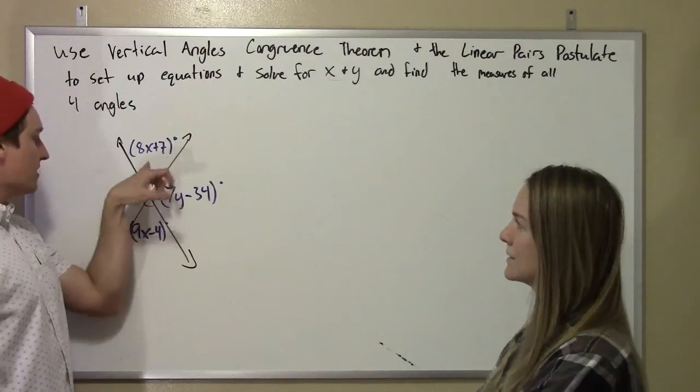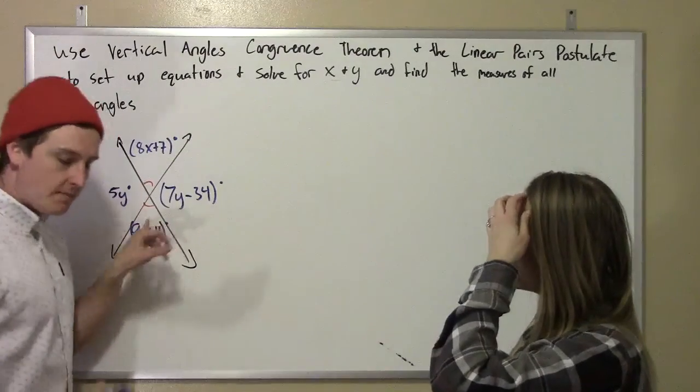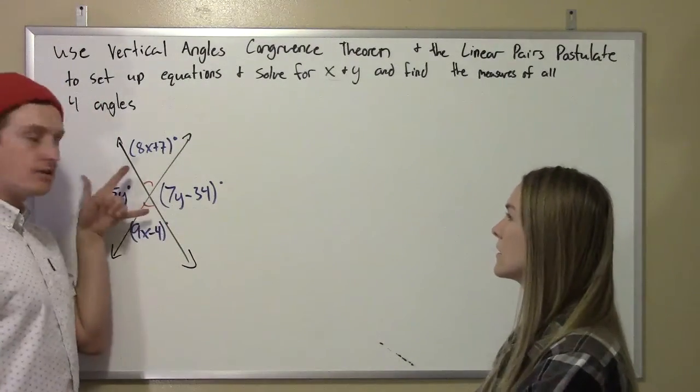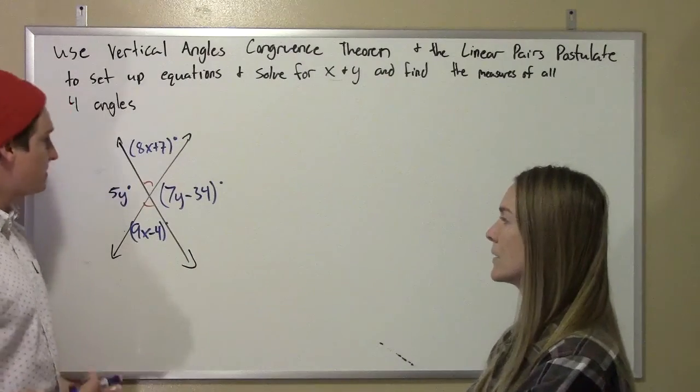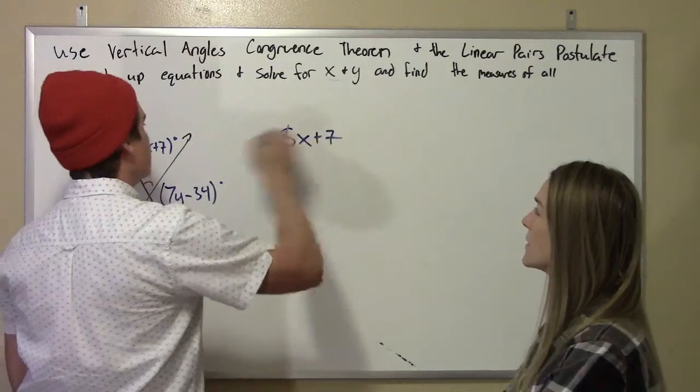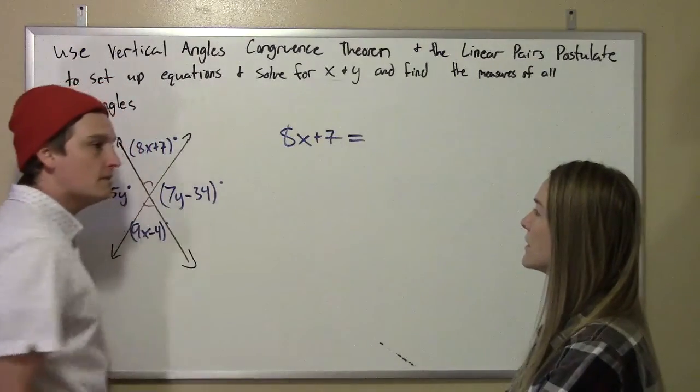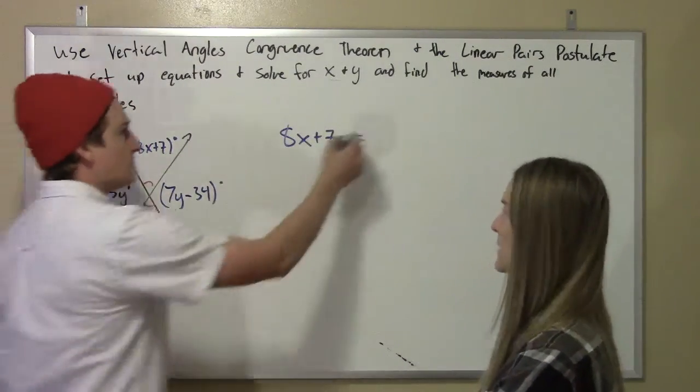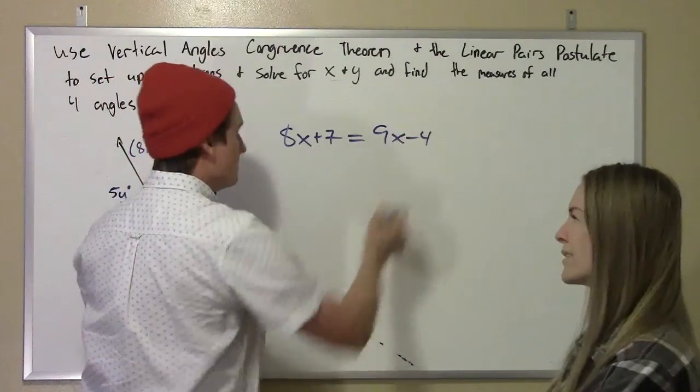So if the measure of this angle and the measure of this angle are congruent, that means if the angles are congruent, that means their measures are equal. So what we can do is something like this: 8x plus 7 degrees equals 9x minus 4. Shouldn't they be in parentheses, though?